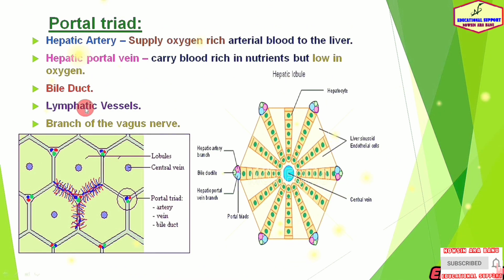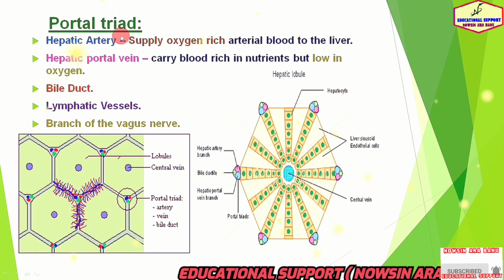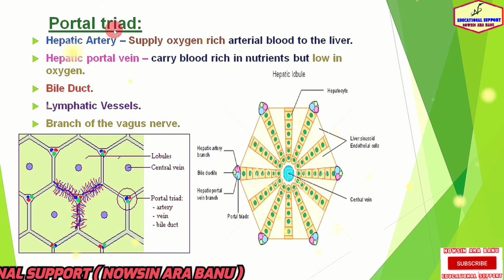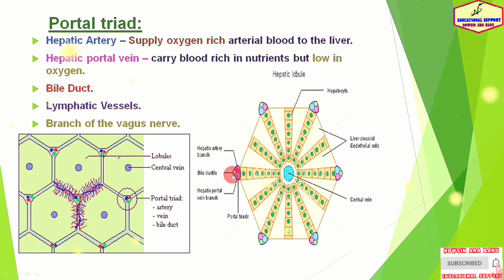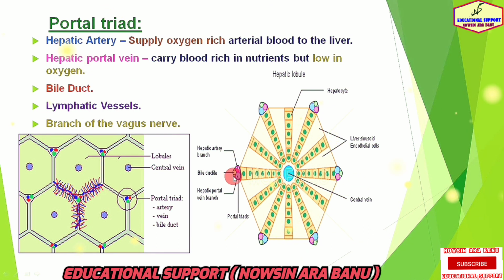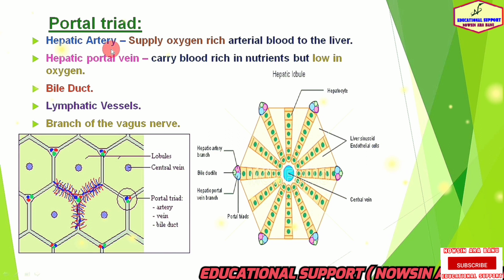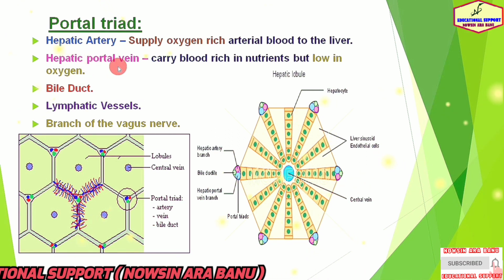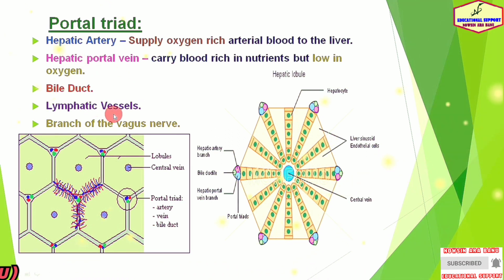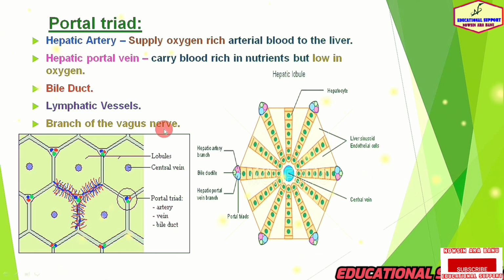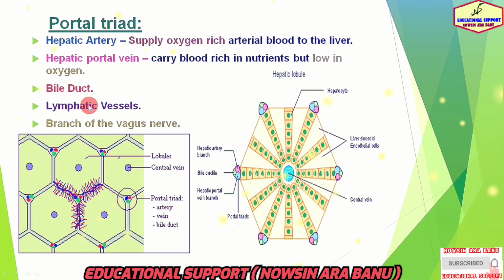Next is the portal triad. So what is the portal triad? The portal triad is a distinctive arrangement within lobules. It consists of the following 5 structures: hepatic artery, hepatic portal vein, bile duct, lymphatic vessels and a branch of the vagus nerve. So what are the functions of these structures?